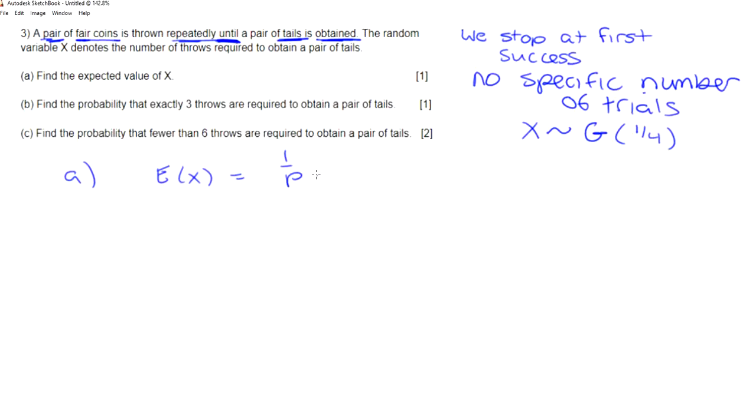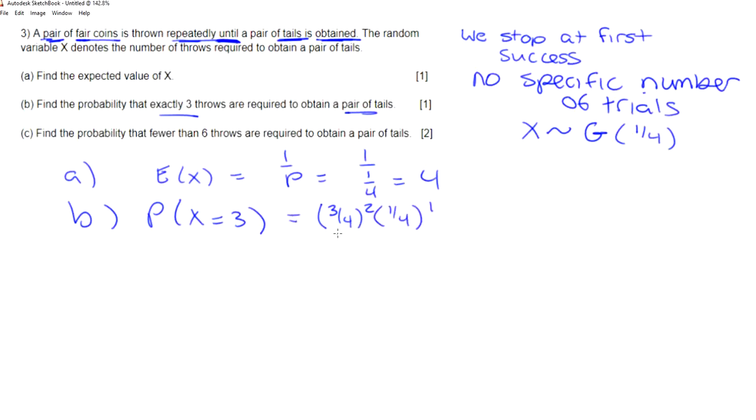Probability of getting 2 tails is going to be 1/2 times 1/2, or 1/4. Finding expected value is just the reciprocal of 1/4, or 4. If I want to find the probability that x equals 3, that means that my first success was on the 3rd trial, which means I had 2 failures and then a success. So that's 3/4 squared times 1/4, or 9/64.